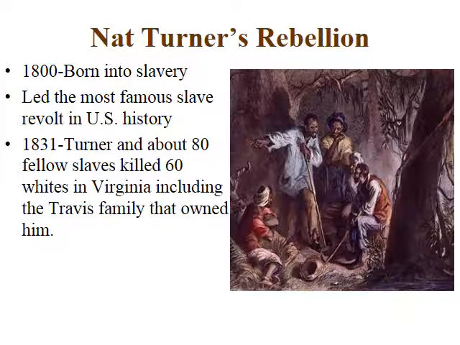He leads the most famous slave revolt in U.S. history. In 1831, he and about 80 other fellow slaves kill approximately 60 whites in Virginia, including the plantation owners that owned him. And they killed some women and children. But, hey, collateral damage. The children, I guess, is sad. But the women were part of the slave-owning aristocracy themselves.